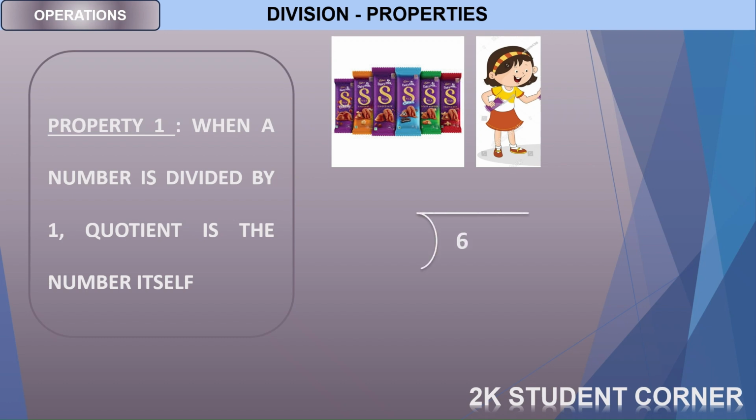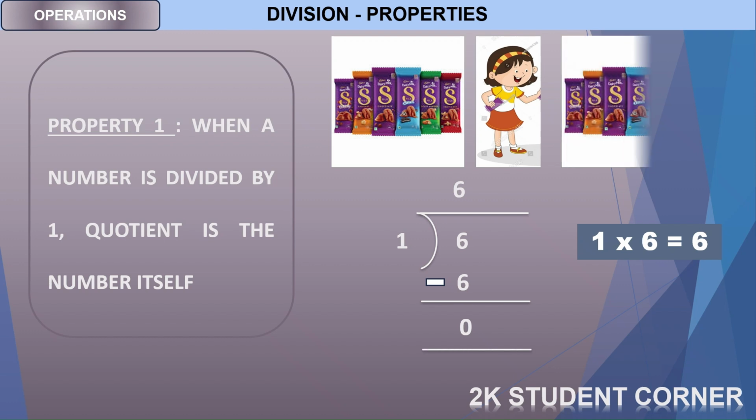Check with the method of division. 6 inside, 1 outside. 1 times table. 1 times 6 is equal to 6. 6 is the quotient. All the 6 chocolates belong to the single kid. When there is no one else to share, the total belongs to the single person. Hence, dividend is the quotient.